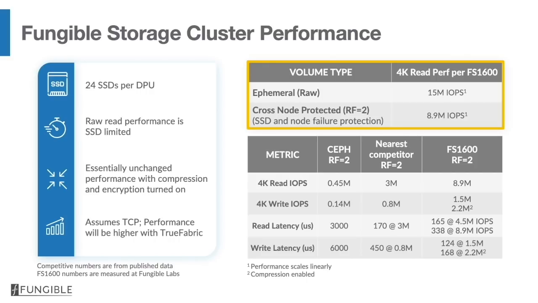We're showing two numbers, similar to what other cloud providers do, because they offer two kinds of storage: ephemeral storage and durable storage. Our number for ephemeral storage on a per node basis is 15 million IOPS. Our number for durable storage is approximately 9 million IOPS when I'm cross-node protected.